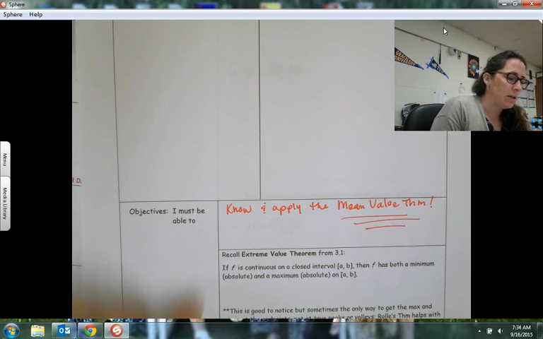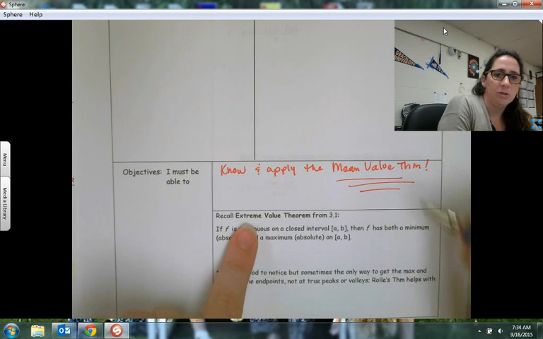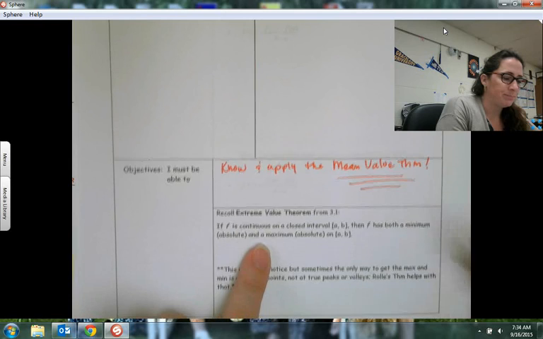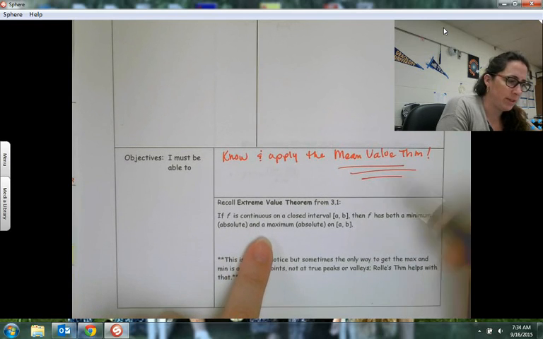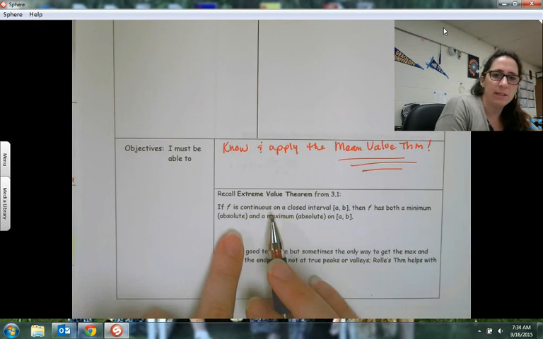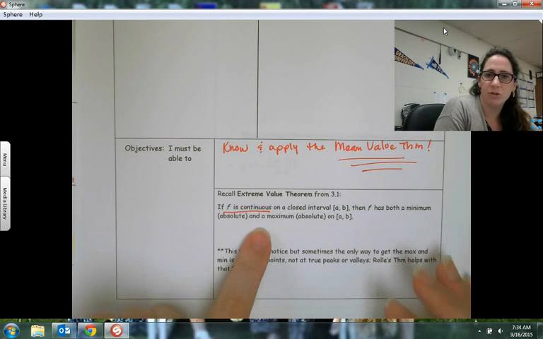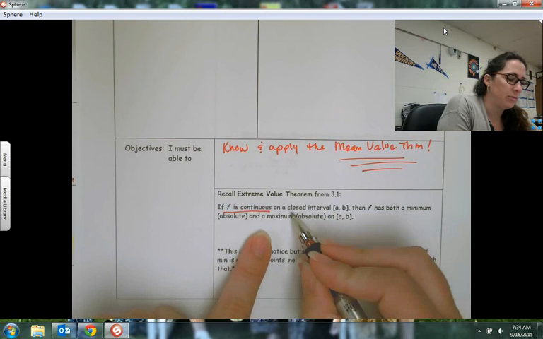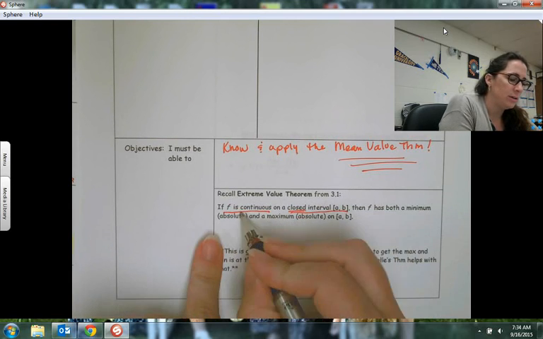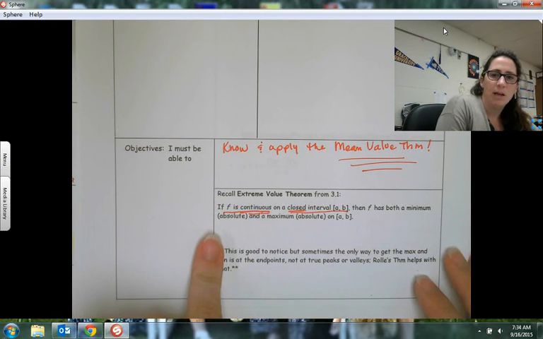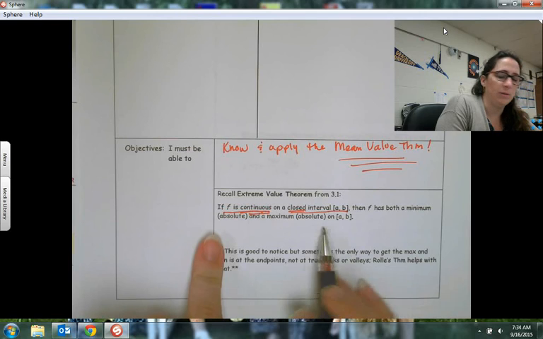Alright, so let's review back to the extreme value theorem. That's what we did in the previous section. So if f is continuous, that is the condition that we need, and it has to be on a closed interval. So continuous on a closed interval, then it has both an absolute maximum and an absolute minimum over the interval from A to B. Okay?